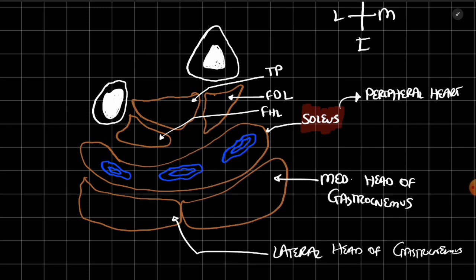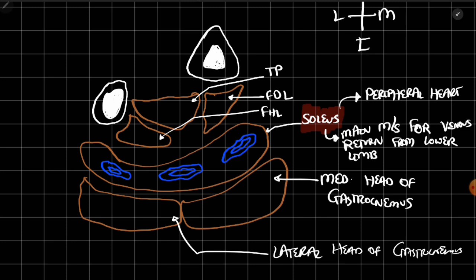Okay, now we said that soleus is the peripheral heart. So what happens is, soleus, when it contracts, is the main muscle for venous return from lower limb. Okay, it is the most important muscle for venous return from lower limb.